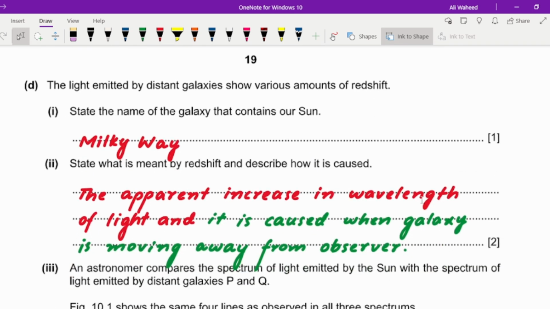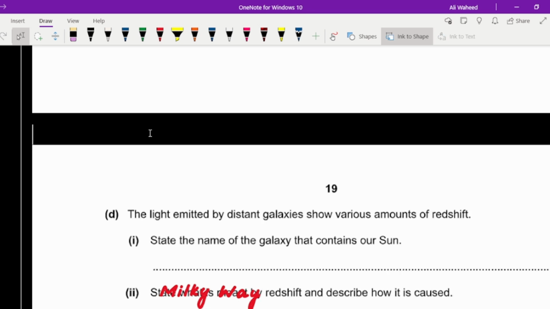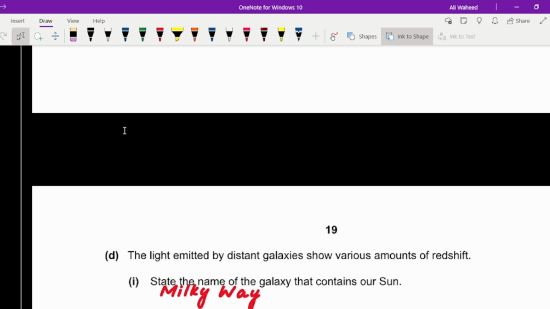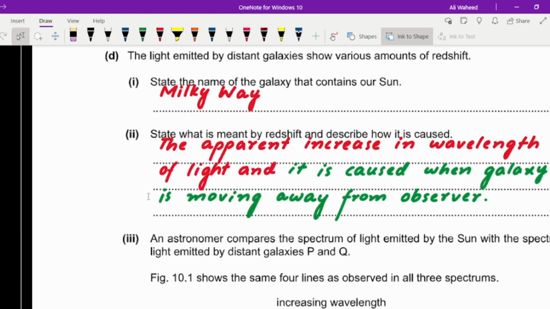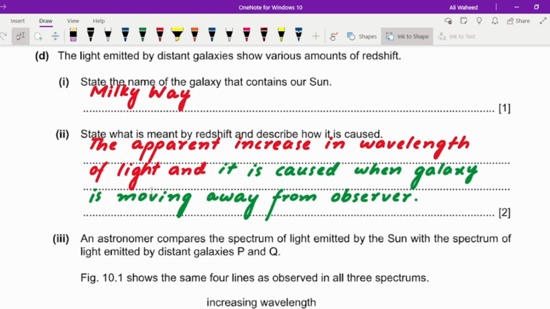The light is emitted by the distant galaxy, which shows various amounts of redshift. State the name of the galaxy that contains our Sun: Milky Way. Fact-based question, you have to memorize it as it is.